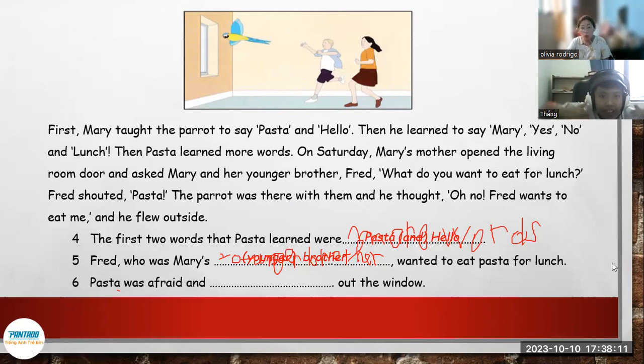Fred was Mary's younger brother, correct? Brother wanted to eat Pasta for lunch. Pasta was afraid and blank out the window. Okay, Pasta was afraid and what? Flew out the window. It means flew out the window.